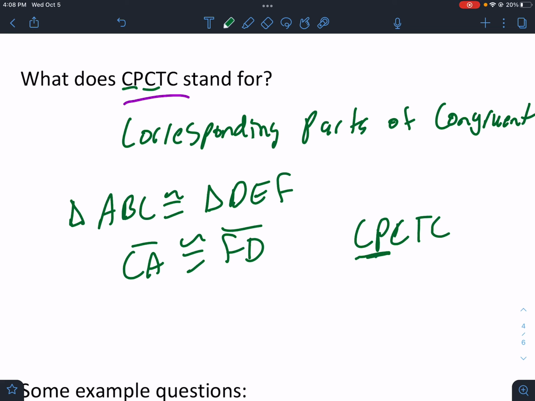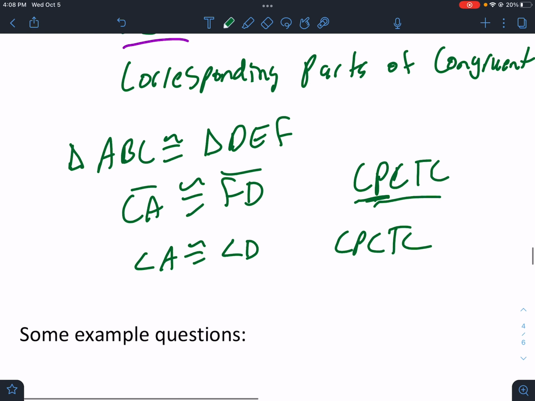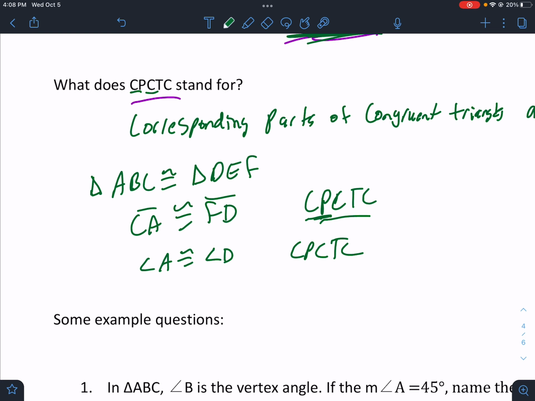The corresponding parts, right? Aren't those corresponding parts of congruent triangles? Congruent triangles, aren't those congruent triangles? The corresponding parts of congruent triangles have to be congruent. That's how you knew it. That's what you write in your proof, right? If you said angle A is congruent to angle D, how do you know it? CPCTC. And you're going to be putting those in proofs.